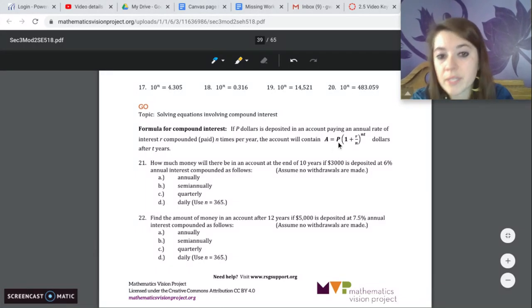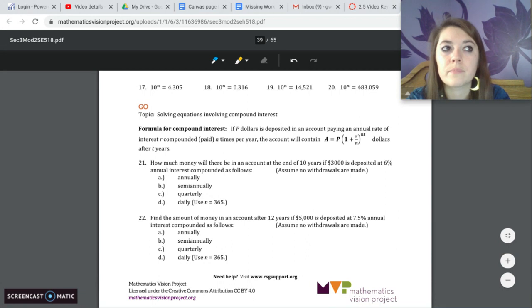P represents the principal or what you started with. The 1 will always be 1. Plus, the R represents your rate. That's going to be the percentage that you're earning interest-wise. The N represents the number of times compounded.